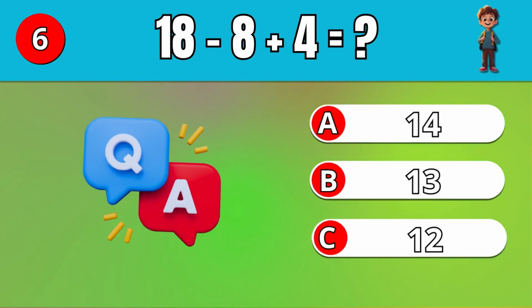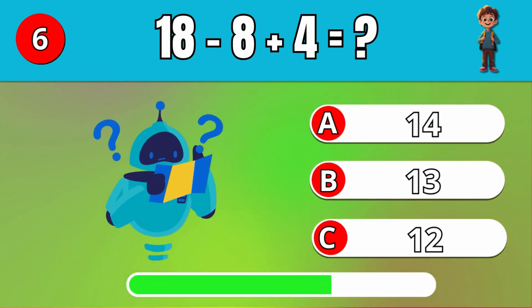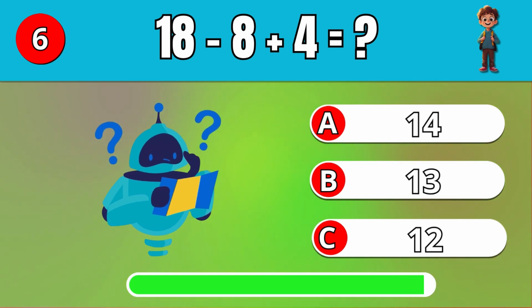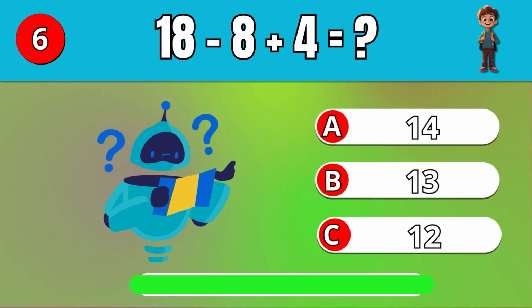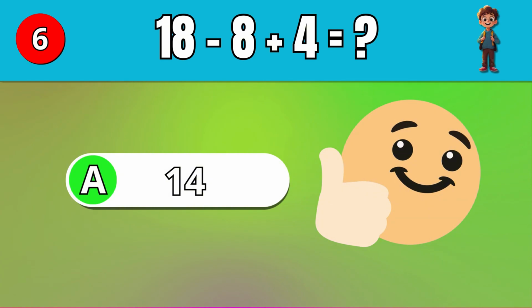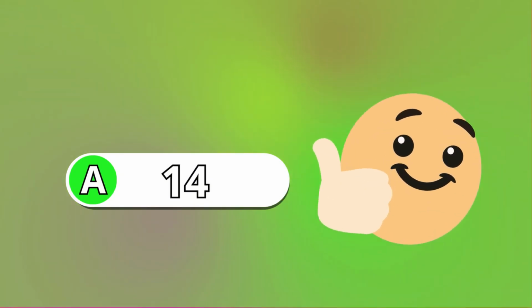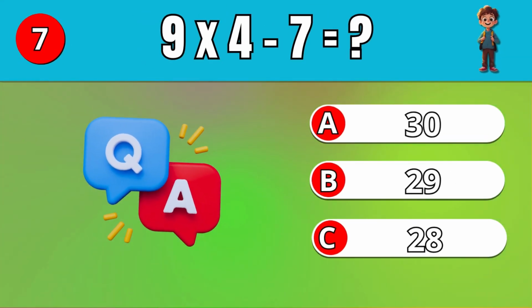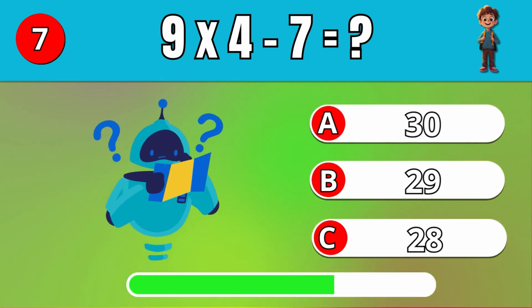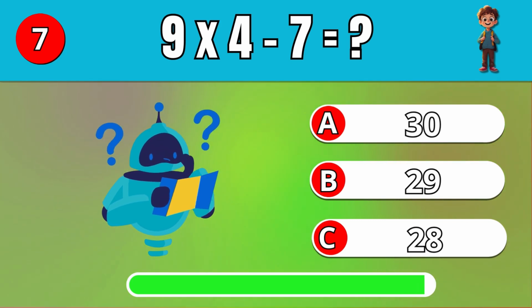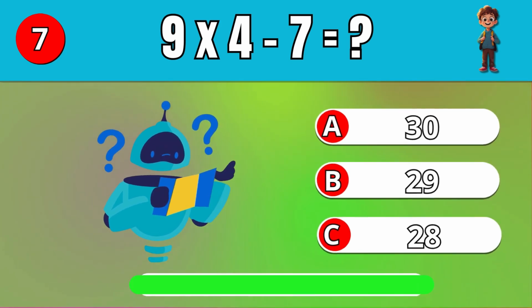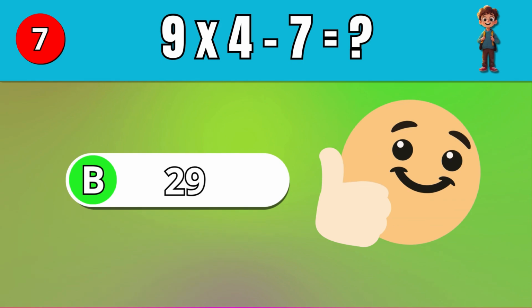What is 18 minus 8 plus 4? A 14. What is 9 times 4 minus 7? B 29.